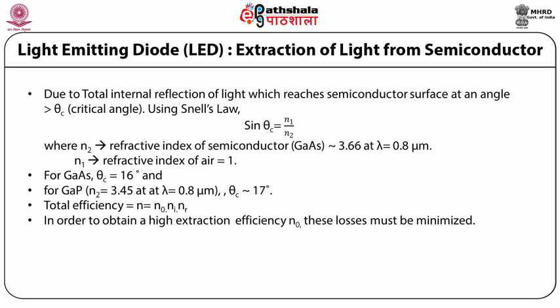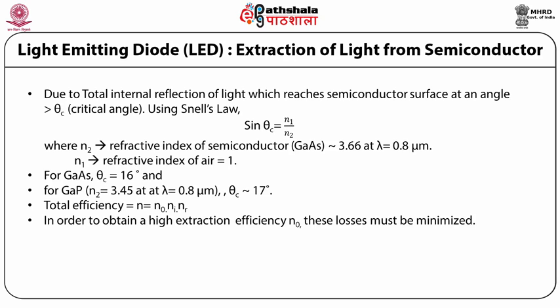Due to total internal reflection, light which reaches the semiconductor surface at an angle greater than the critical angle is lost. Using Snell's law, sin theta c equals N1 by N2, where N2 is the refractive index of gallium arsenide semiconductor, approximately 3.66 at lambda equal to 0.8 micron, and N1 is the refractive index of air, equal to 1. For gallium arsenide the critical angle is 16 degrees, and for gallium phosphide it is 17 degrees.